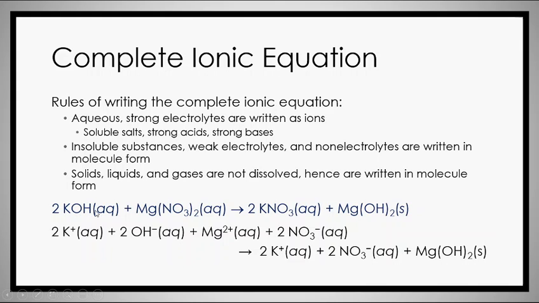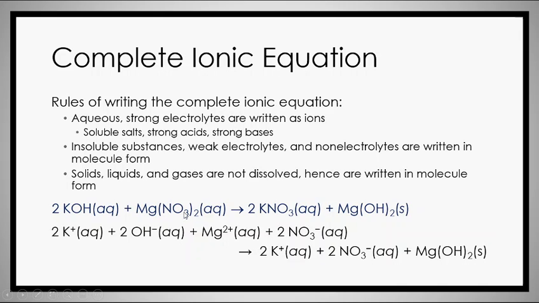Remember, each KOH contains a potassium and a hydroxide. So if you have 2 of them, you need to have 2 potassiums and 2 hydroxides. Please note, both of these ions should still have (aq) following them, because aqueous just means floating around in water. Same deal with magnesium nitrate: you form a magnesium 2+ ion and 2 nitrate minus ions.